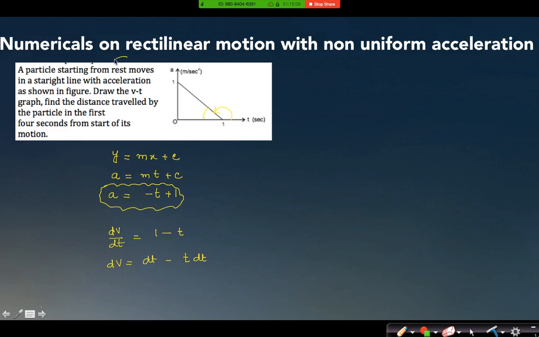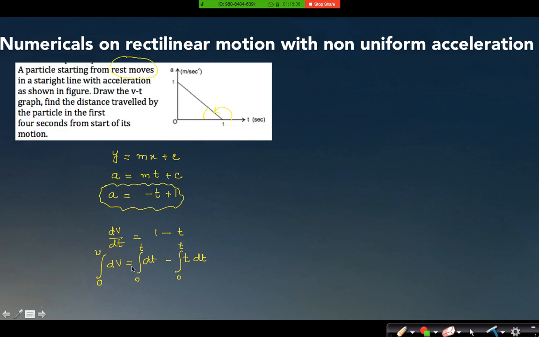And it is given that it starts from rest. That means its initial velocity is 0. Right? So when I put the limit at t equal to 0, I will put its initial velocity to be 0.